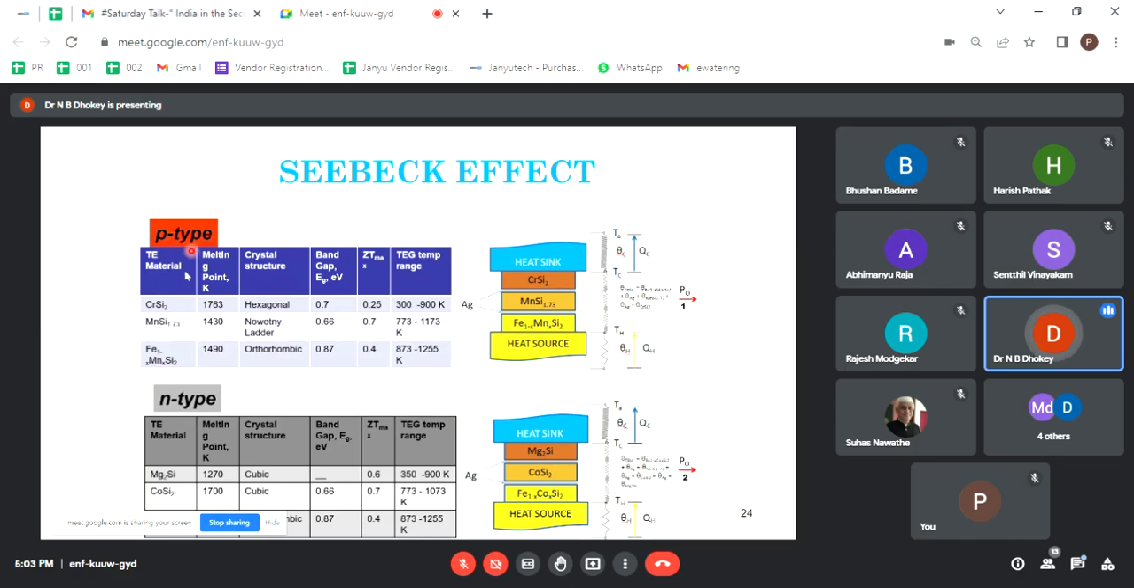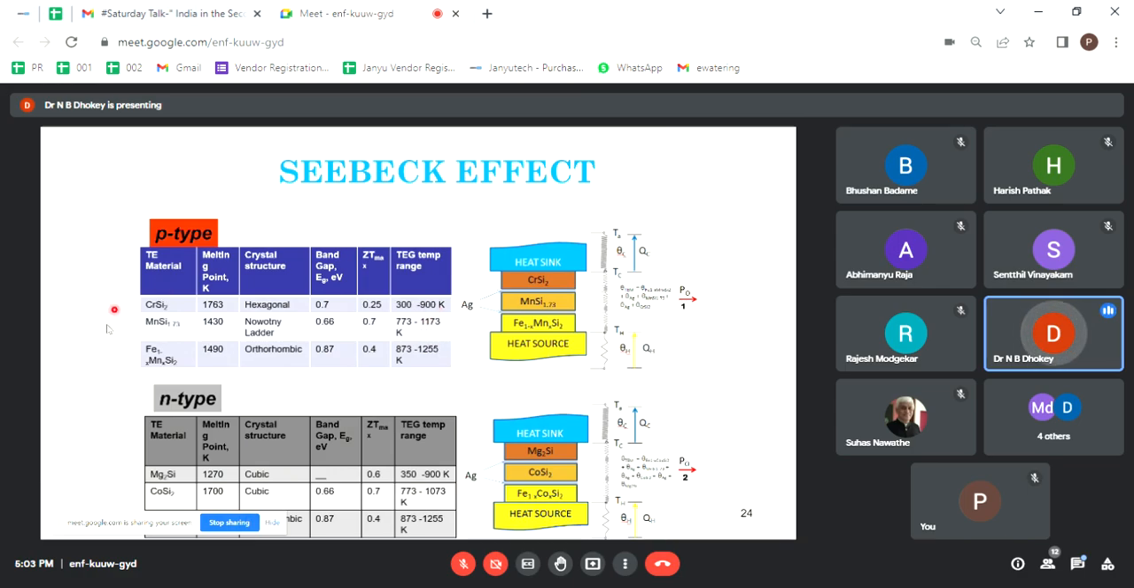For making a p-type or n-type, you need to dope with certain elements. This is cobalt based, added here to make a p-n type. So likewise, some dopant you need to add, and you have to look at the band gap. The higher the figure of merit, the better the performance in terms of energy generation. And there are some limitations on the extent to which particular modules can be used, so the temperature limit is also given.